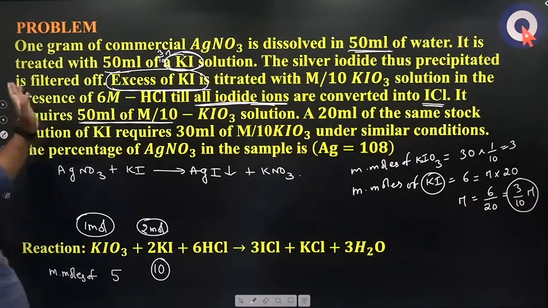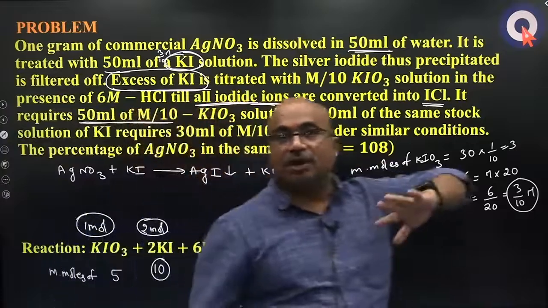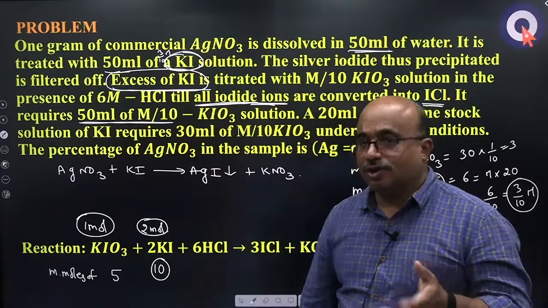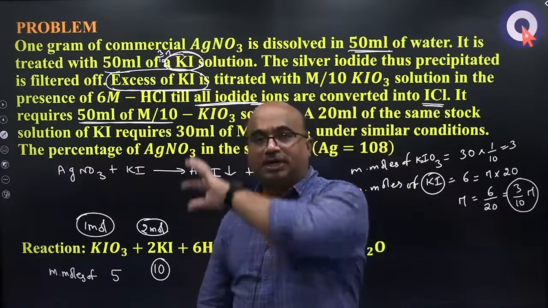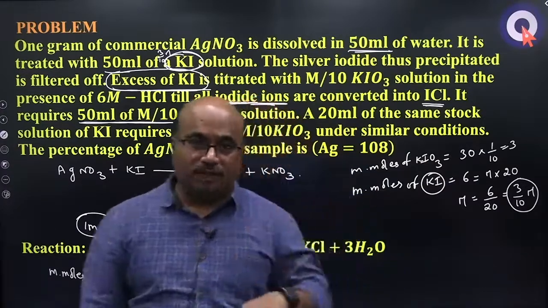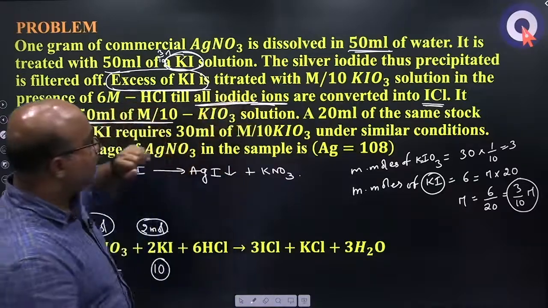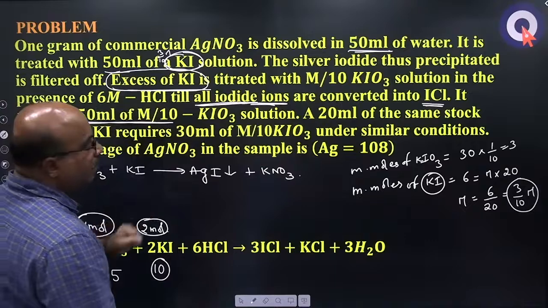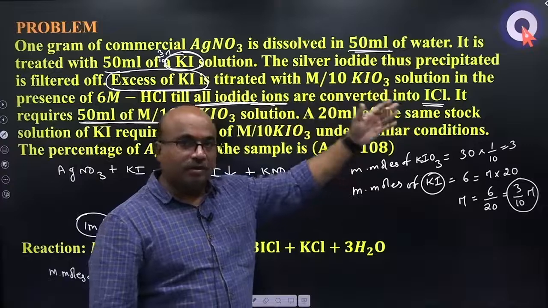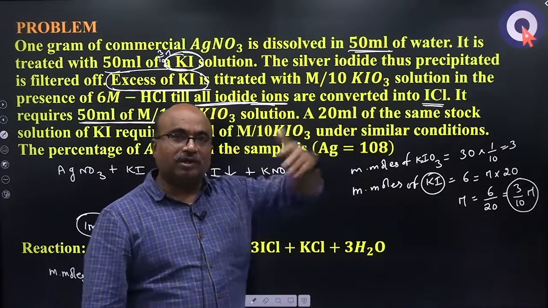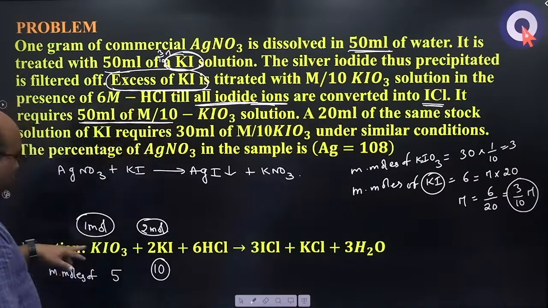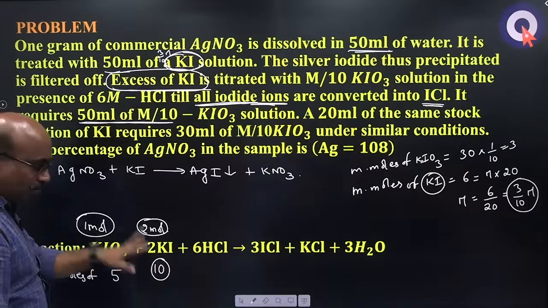So just see again once. There is 1 gram of a commercial sample of silver nitrate which we treated with the KI solution. Then silver iodide was precipitated and that is removed. Then the excess KI which was there in the solution was titrated with potassium iodate, KIO3, M by 10. Then all the iodide will be converted into ICl, meaning whatever KI is left is consumed here. So for that we require 50 of M by 10. So 5 millimoles are taken, then it will be 10 millimoles.